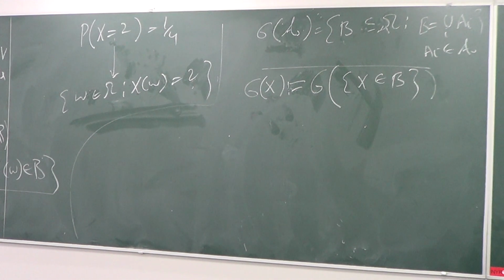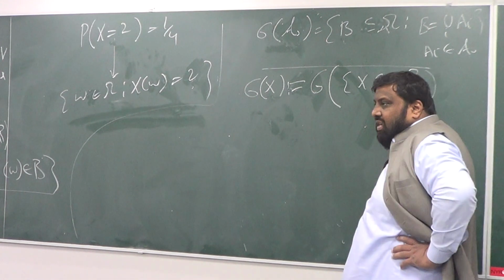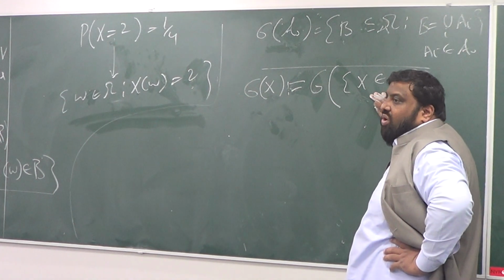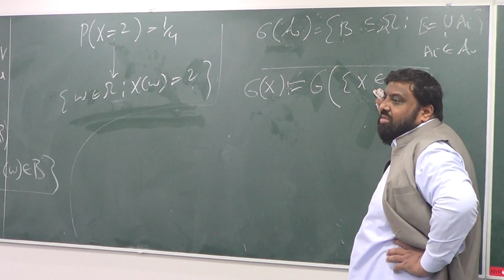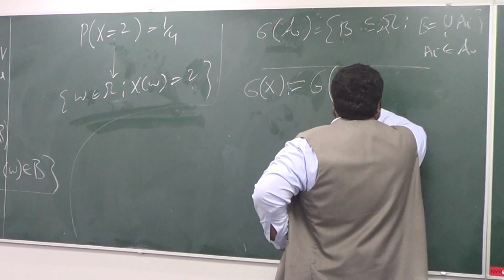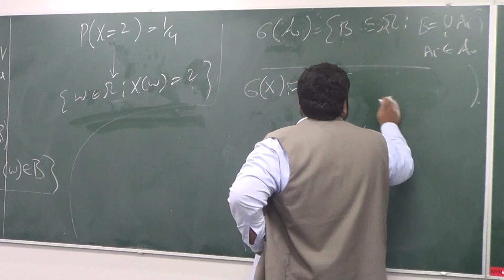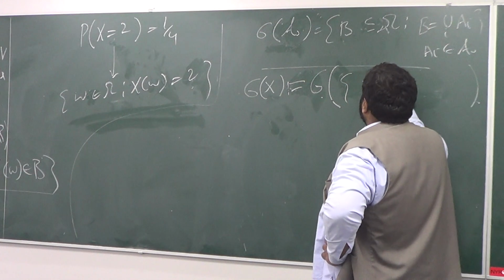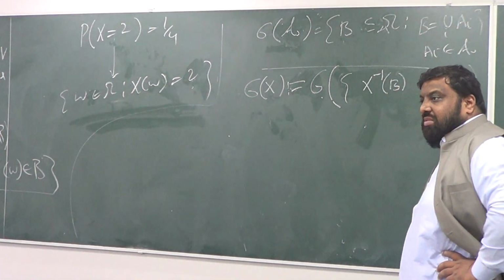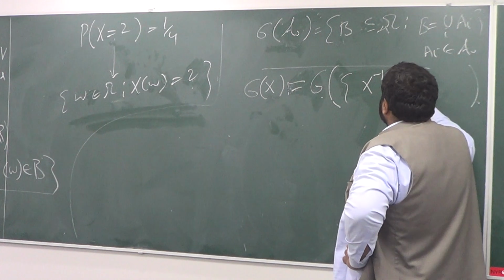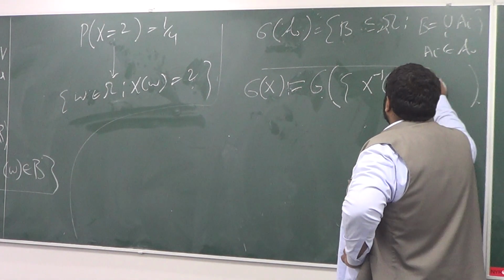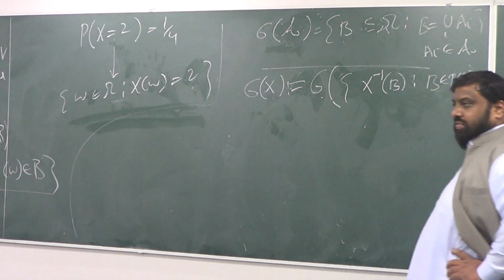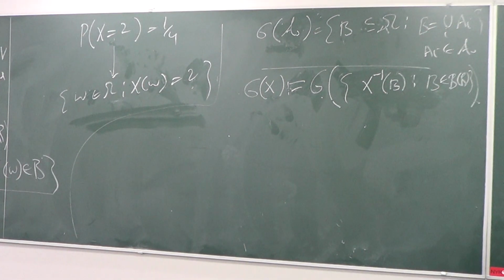Sets of this kind. So what does this mean? This set is a collection of all sets which contain the inverse images. So in other words, if I write it precisely, at least for once, this is the sigma algebra generated by the inverse images of B under X, where B is a Borel set. Are you getting the point?